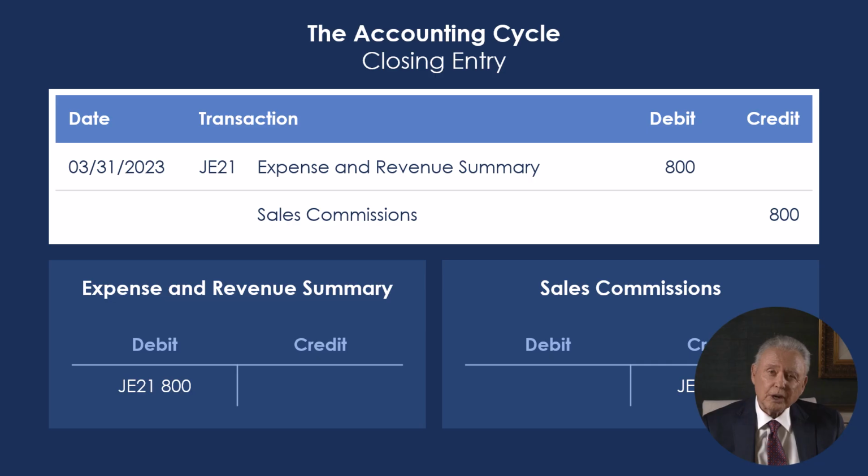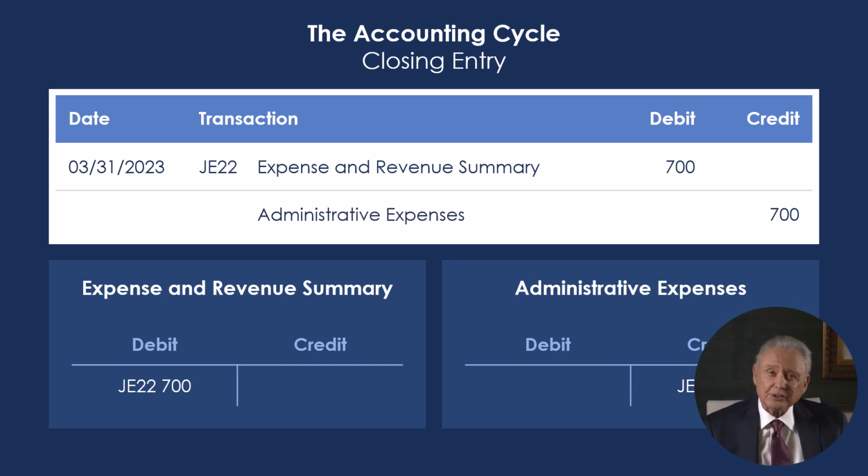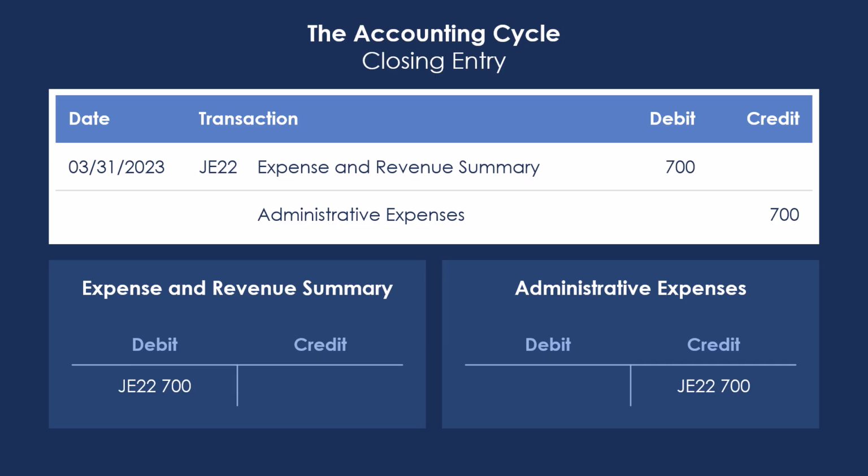Journal entry 21 shows expense and revenue summary debited for $800. Sales commissions are credited for $800, zeroing out sales commissions. Journal entry 22 debits expense and revenue summary for $700 and credits administrative expense for $700. The credit to the expense account zeroes out that expense. The expense was debited when we recorded it, and here we are crediting it. Debit $700, then credit $700.